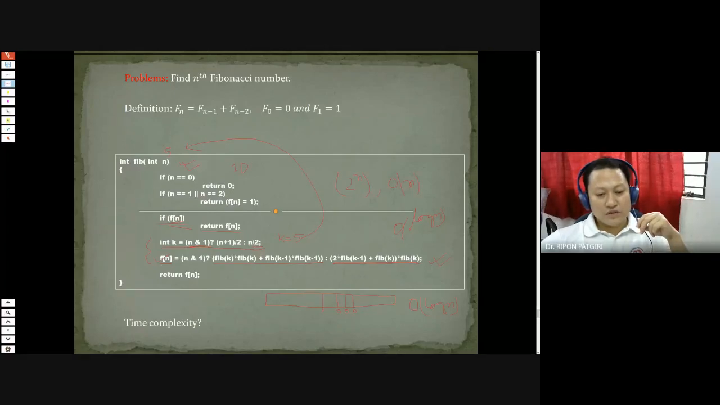So for f of n, if it is an odd number, you will recursively call it. What is k? Half, n divided by 2, that means (n plus 1) divided by 2. If it is 11, what will be k? 6. Fibonacci of k times Fibonacci of k, plus Fibonacci of k minus 1 times Fibonacci of k minus 1. What is Fibonacci of k minus 1? Fibonacci of 5 times Fibonacci of 5.